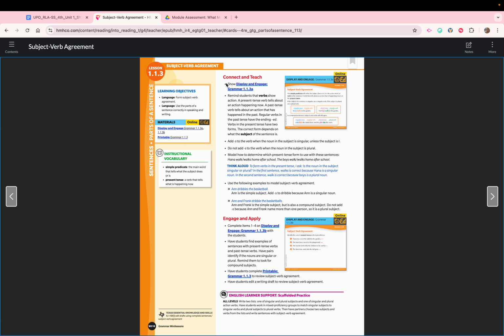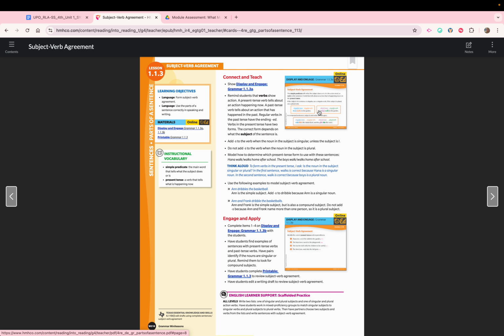All right, so your whole lesson that you would teach from is coming from this display and engage. So I'm going to go ahead and click on the display and engage so that I can look at it, but I'm going to skim this first, right? So I'm going to show it. I'm going to talk about verbs, showing action, right? It's kind of scripting out what's happening here. There's a think aloud that they've scripted for you. And then I'm going to complete items 1 through 4 with students.